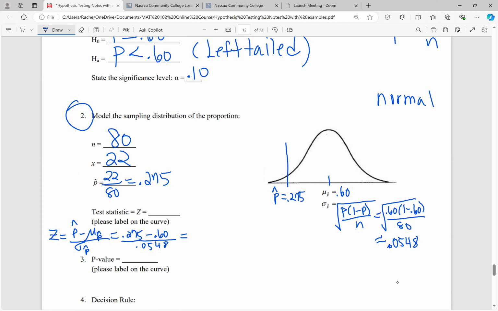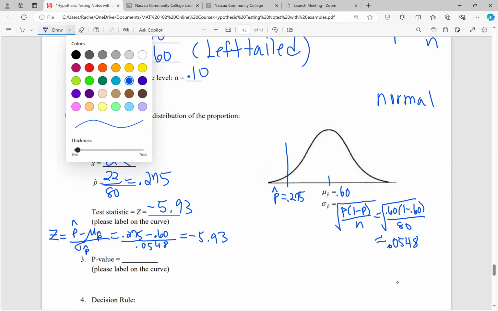We're going to get a negative value because it's below the mean. So 0.275 minus 0.60, divided by 0.0548, and we get negative 5.93. So my z-score is equal to negative 5.93. And let's label that on the curve as well.